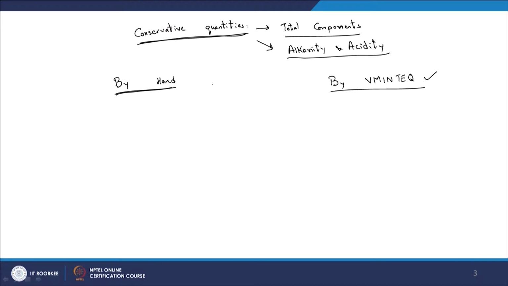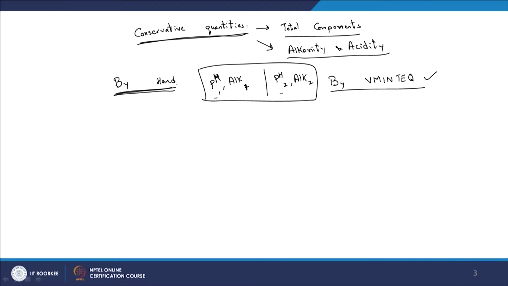Let's say we have the pH of a solution given, and also the alkalinity of the solution given, pH 1 and alkalinity 1, pH 2 and alkalinity 2. Let's say I have two solutions and I want to know the pH of the mixture now, right. So how do I go about it by hand? That's what we are going to discuss, right.